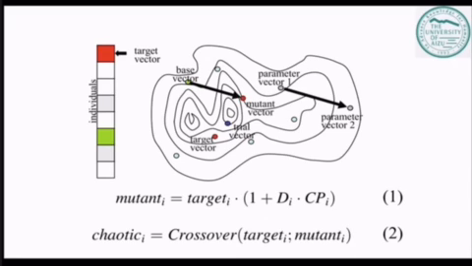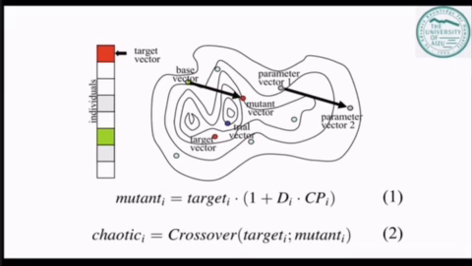Generating the chaotic vector is a key operation of chaotic evolution algorithms. The target vector is used to generate a mutant vector to simulate the chaotic motion in the search space. By crossing the target vector and mutant vector, a chaotic vector is generated.